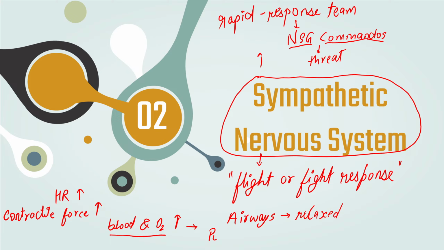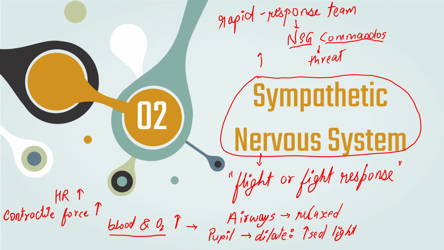Our pupil will dilate. Why? Why will it dilate? So that more light can get in. And if increased light gets in, our sense of vision will be increased. We will be able to see more, so we can analyze the threats in our immediate environment. Therefore, our pupil will dilate.